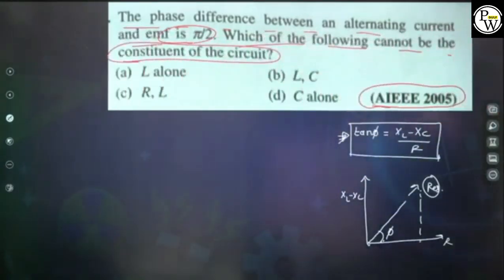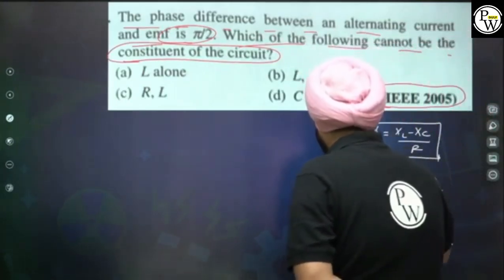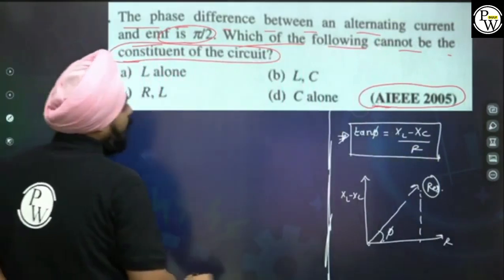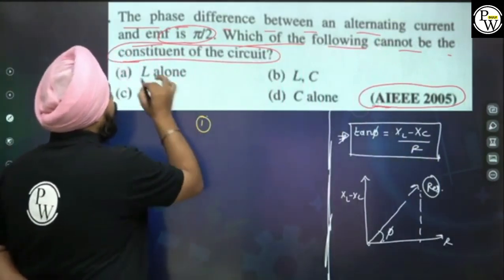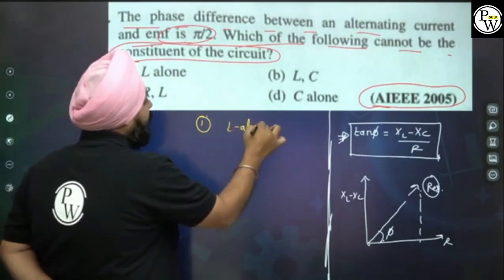Right? We have to reach up to the answer. So what happens here? Right? What happens here? Okay. First, I'm going to select option A, the circuit that only contains the inductor.